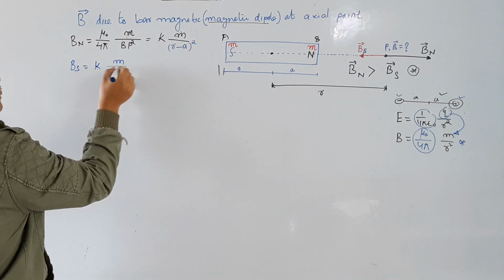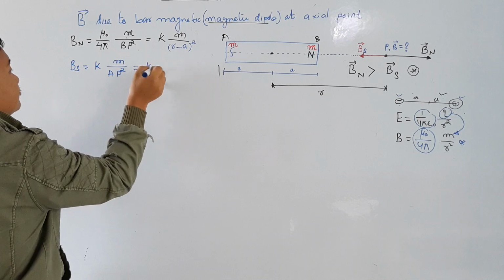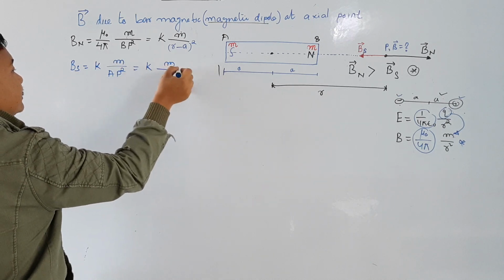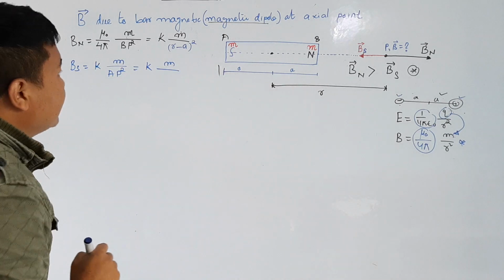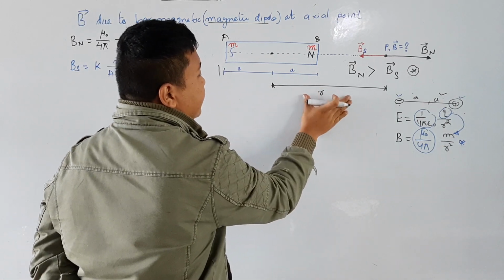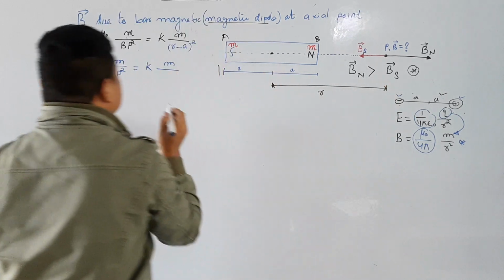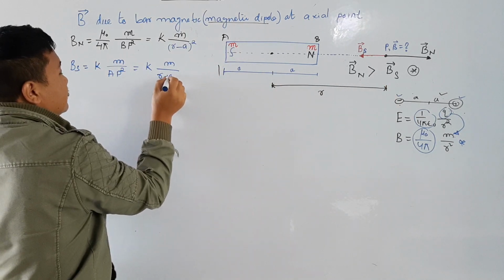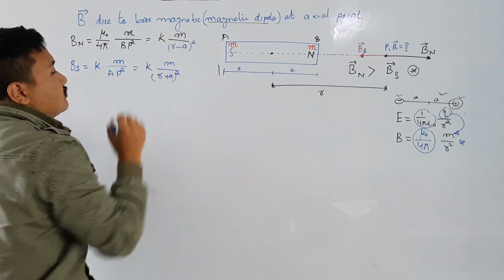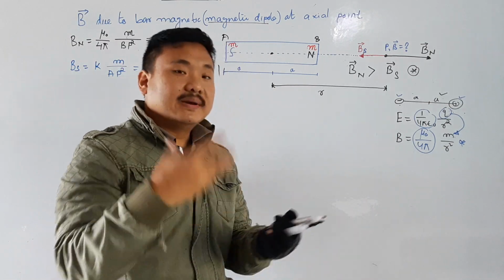So this is divided by AP squared, which is equal to km divided by... what is my AP? AP is A plus R. Okay, R plus A. This distance is R plus A. So this is (R plus A) whole square.